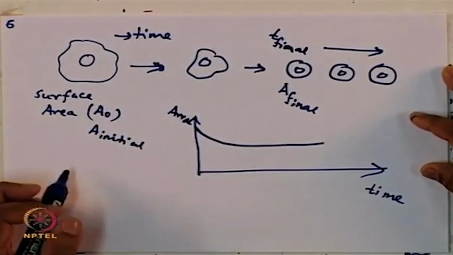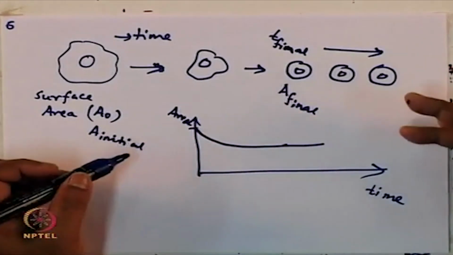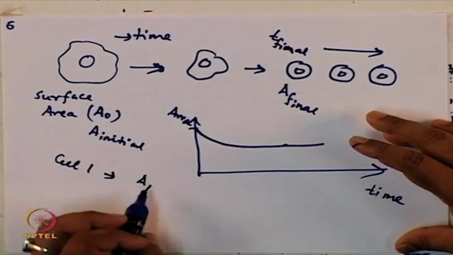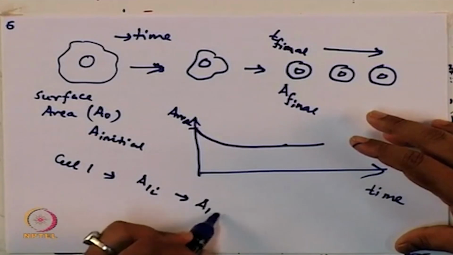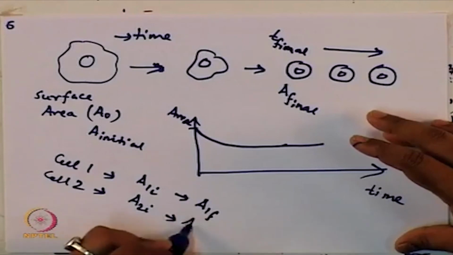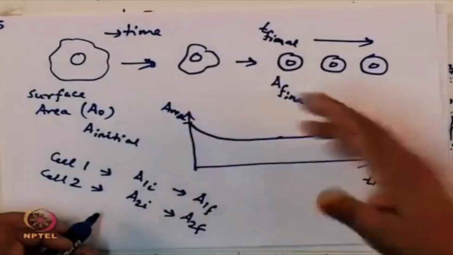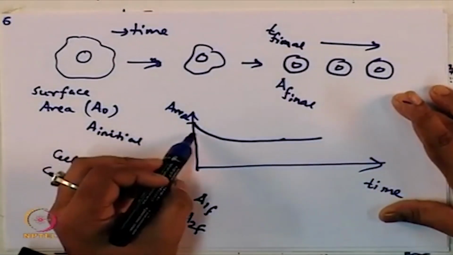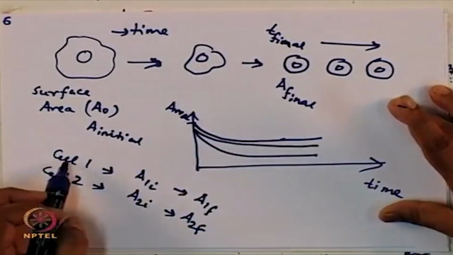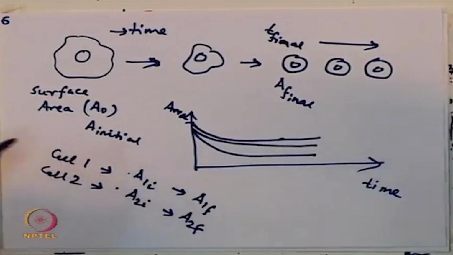Now, let us say I want to fit this with some equation. When you do this statistical measure, let us say for cell 1, it went from A1 initial to A1 final. For cell 2, it went from A2 initial to A2 final. So, there is no point in plotting all for different cells. For one particular cell it might be like this, for another particular cell it might be like this, for another it might be like this. So, I need to account for the fact that initial cell area for different cells is different.